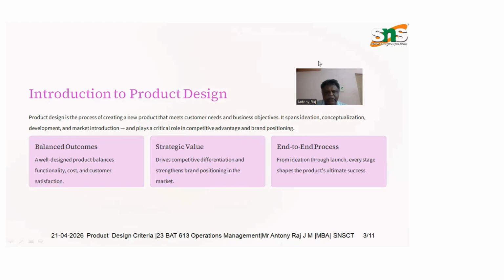And these are some of the outcomes of a good product design. One is a balanced outcome. Once you have a very good product design, it is going to balance all three: the functionality, and we'll see later what functionality is, the cost, and the customer. Customer satisfaction is very much clear. And then the strategic value. Strategic value is also a very important part here, where the products have to get differentiated among themselves. So this is very important. And also strengthening the brand positioning in the market. And then it's also an end-to-end process, right from the ideation to the ultimate success stage.